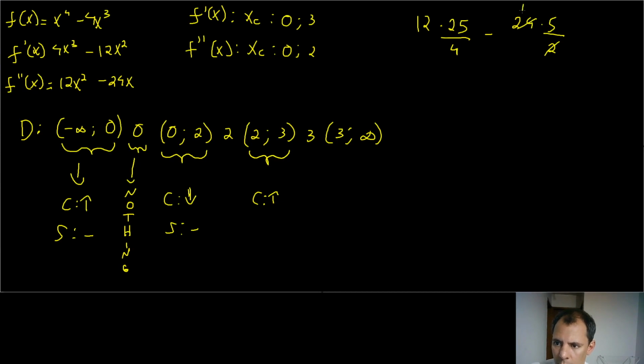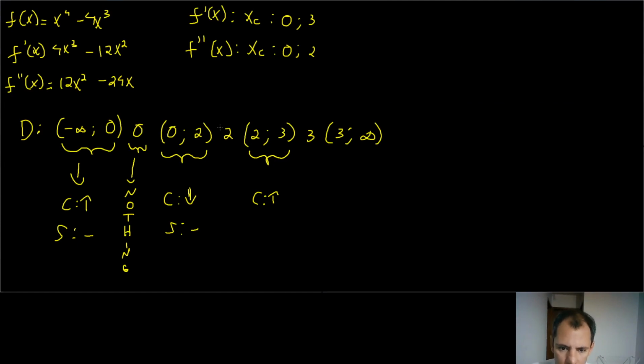So this becomes a 12, okay, this becomes a 3, and what do you have? You have a 75 minus 60. All right, so it's positive. So there you go, it's positive. That means the concavity is up. Look, see, just like the theory says.